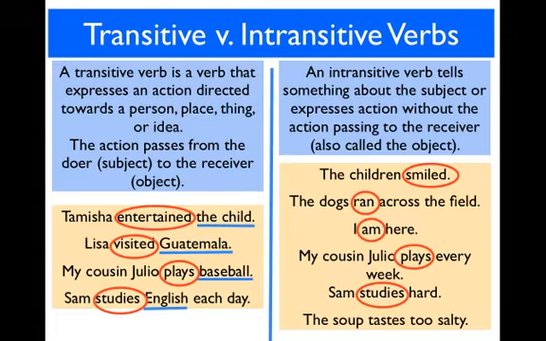And last but not least, the soup tastes too salty. The word taste is the verb in this sentence, and it is intransitive. If you remember, in some of the commonly used linking verbs that we learned earlier, taste is definitely a linking verb. And guess what? All linking verbs are intransitive because remember, linking verbs link the subject to a word or words that describe it. So soup is linked to too salty.